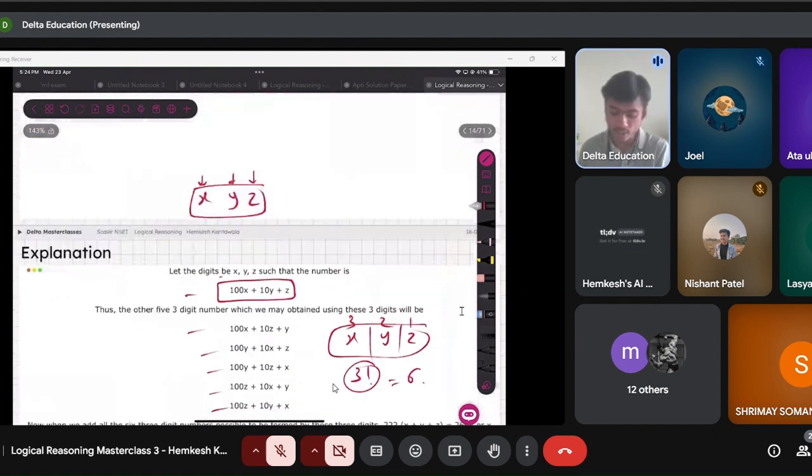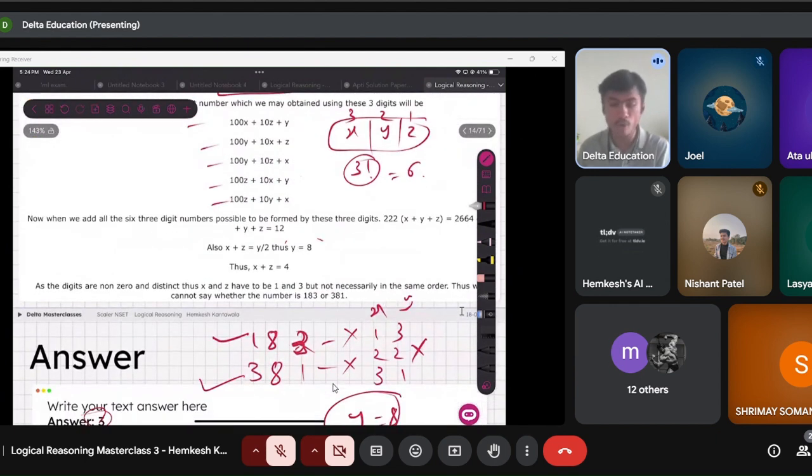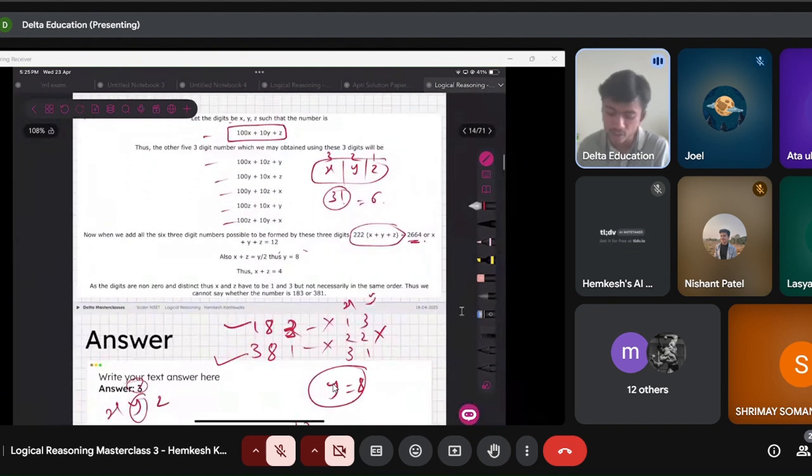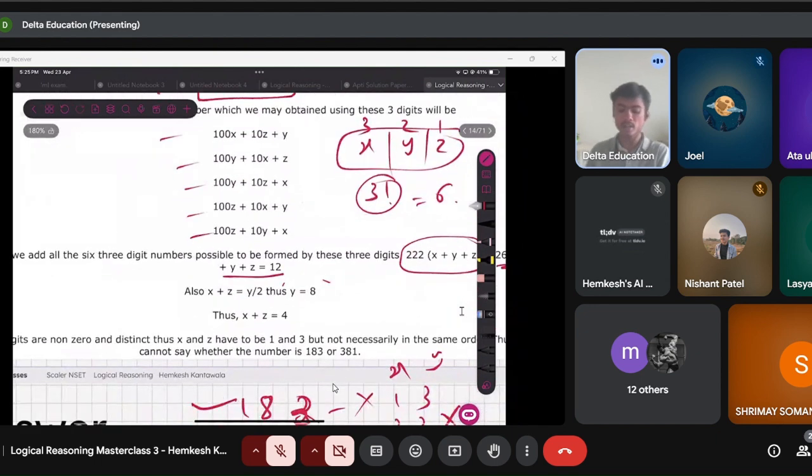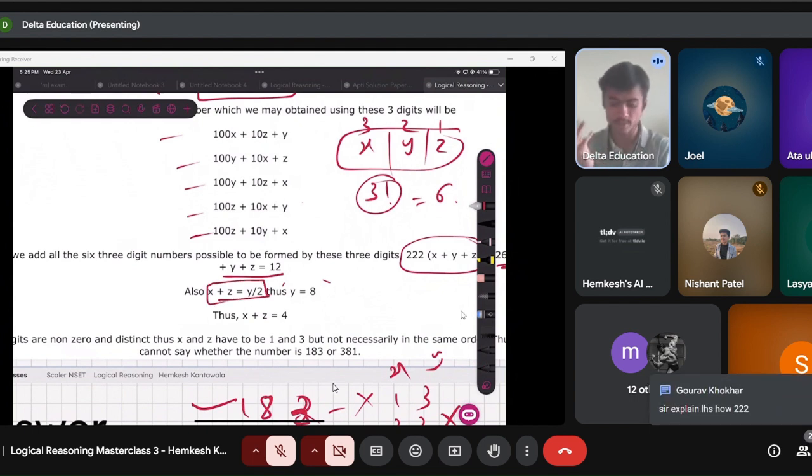Now what the question says is that the sum of all these cases' numbers is equal to 2664. If we do the sum, we would get this as our LHS. Now, if we solve this, we finally get that x plus y plus z is 12. And also the question says that the sum of the digits at the ones place and the hundredth place is equal to half of the digit at the 10th place.